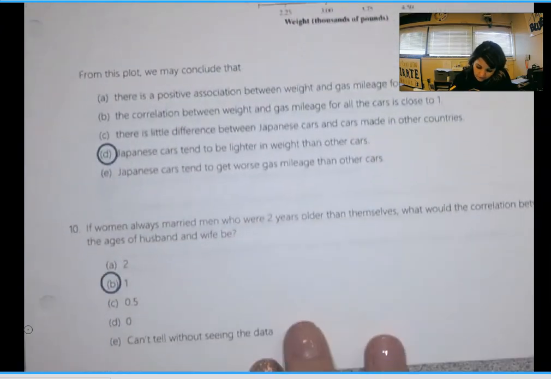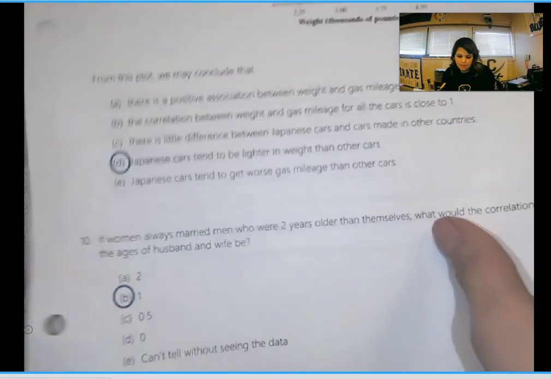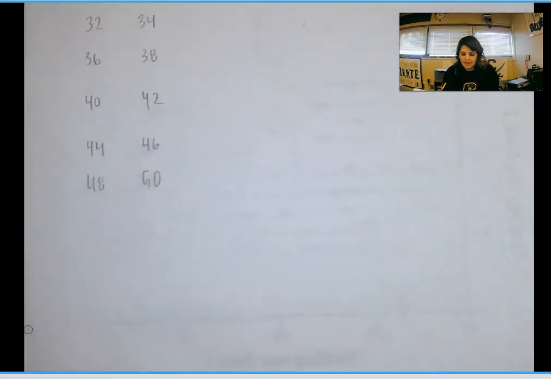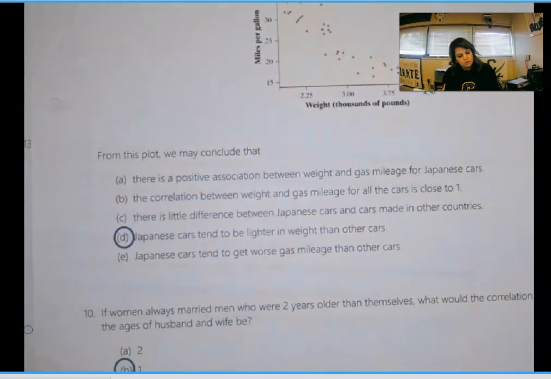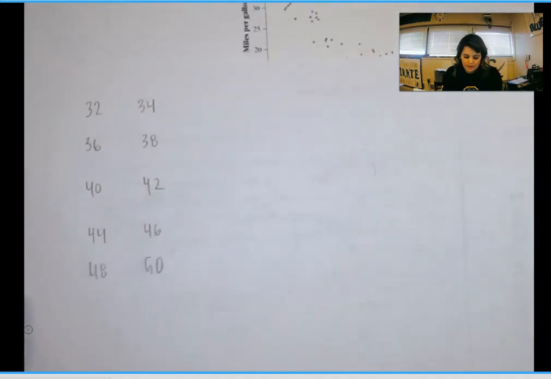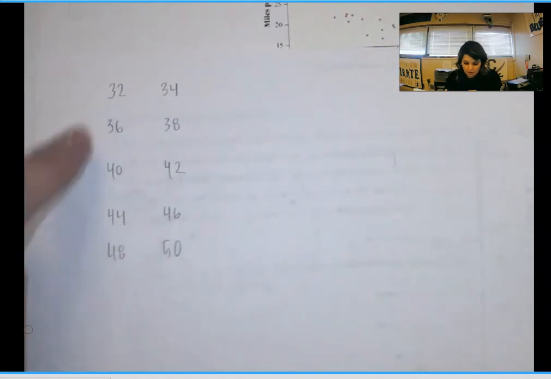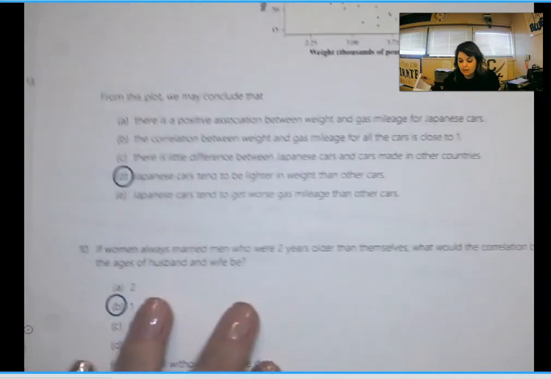10, I had to plot data for this. In fact, I printed this, and I bet you I don't have it, oh good, I did. There were a couple things that I wanted to talk to you about. I'll talk about one of them at the end. I had to actually write down some heights for men and women. So this was my women, this was my men. I plugged it into my calculator and I got a correlation of 1.